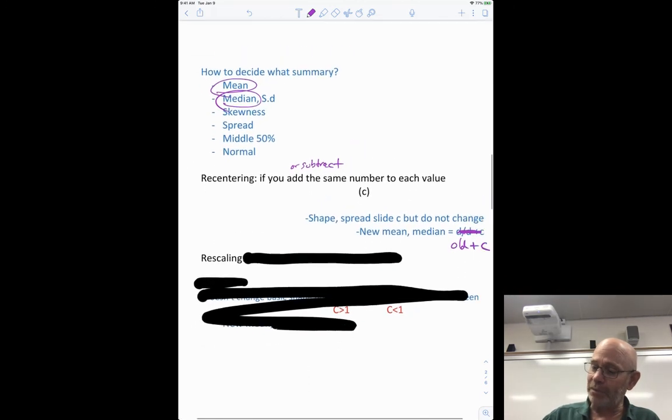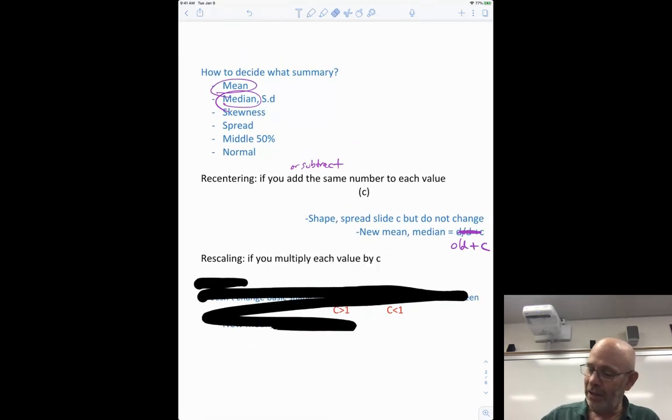Rescaling, however, is when you multiply every value by C. That now changes the spread, okay? Because bigger numbers get even bigger, right? If you multiply 100 by 10, you get 1,000. You multiply 90 by 10, you get 900, right? So the difference between 90 and 100 was only 10, but the difference between 900 and 1,000 is 100, so it gets more spread out. So if you multiply everything by C, you could also shrink it if you multiply by like 0.5 instead of by 10, okay?